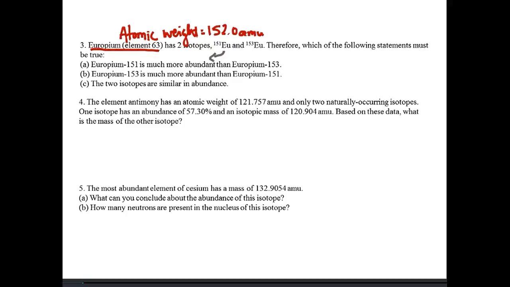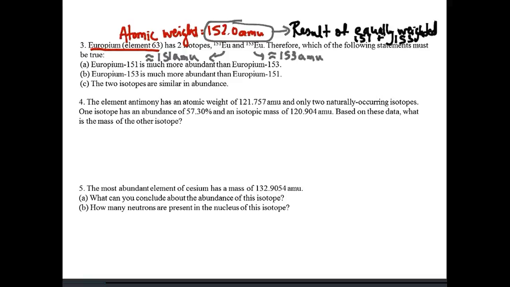That's important because europium 151, that specific isotope, probably has a mass of about 151 AMU, and europium 153 is going to have a mass of about 153 AMU. But 152 is kind of right in the middle of those two, which means that the two isotopes are probably, or are definitely, very similar in abundance, okay? So C is definitely the answer here, and I don't know if you can see that each of these isotopes is weighted equally in the average, okay?